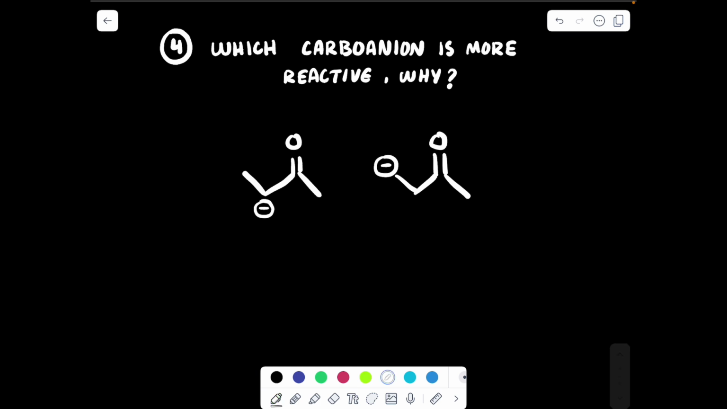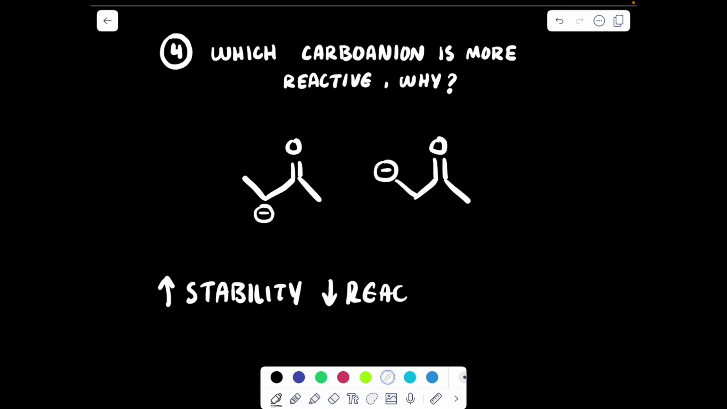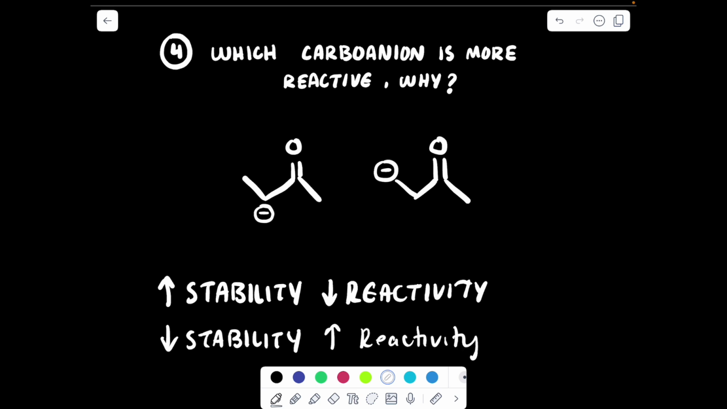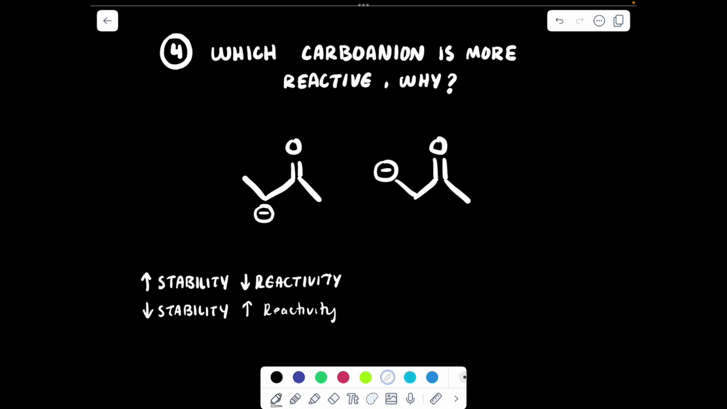So now for question number 4, it asks us which carbocation is more reactive and why. So we must remember that stability is inversely proportional to reactivity. So if you increase the stability, you're going to decrease the reactivity. And if you decrease the stability, you're going to increase the reactivity. So what makes something stable? Well, in organic chemistry, you usually argue stability via resonance or inductive forces. So stability is resonance or induction.